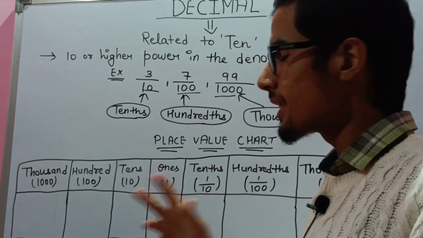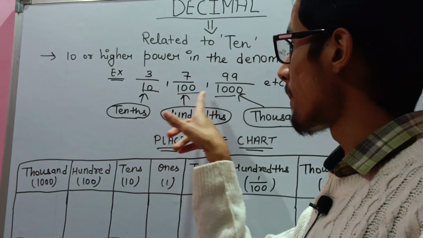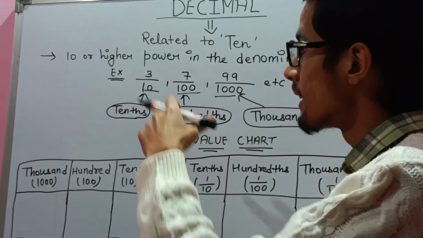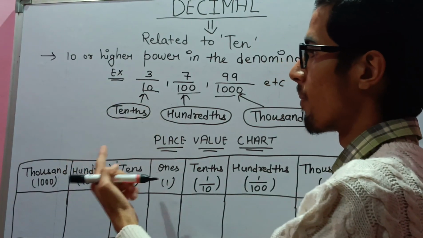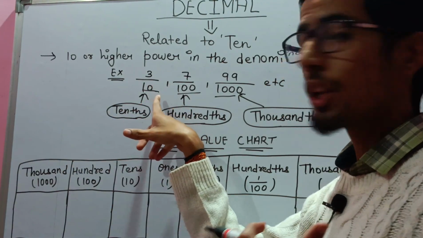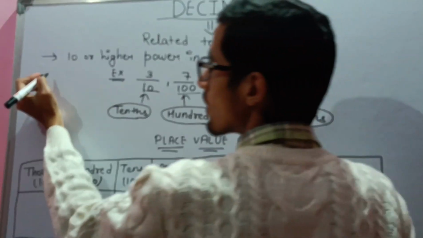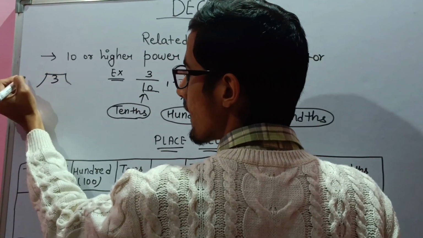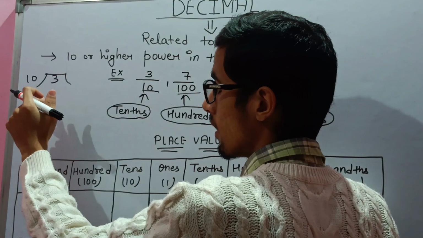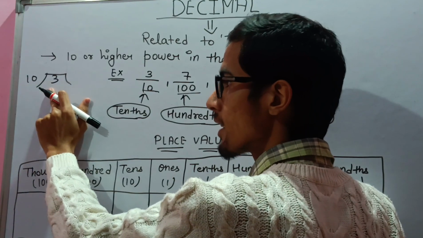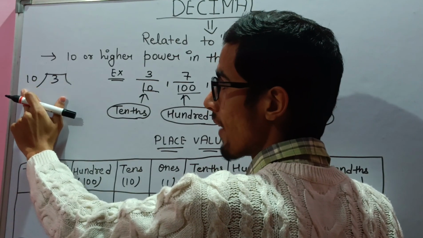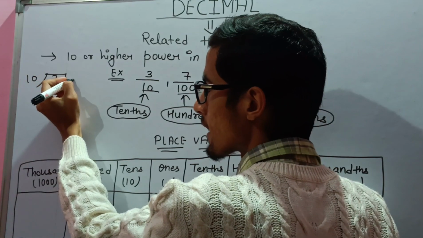So if we solve these examples, then these examples are converted into decimals. These examples are in the fractional form. If we divide the numerator by the denominator, it changes to a decimal. So let's start. 3 divided by 10. In the dividend part, 3 is smaller, 10 is higher in the divisor part. So we apply a decimal.